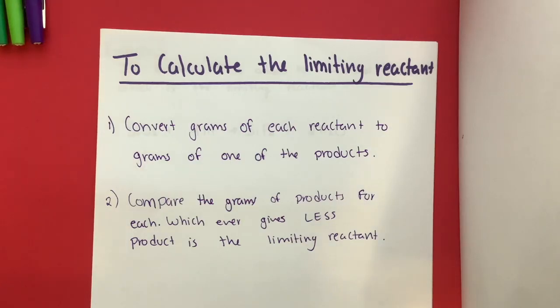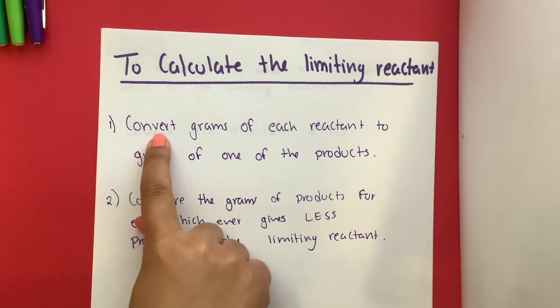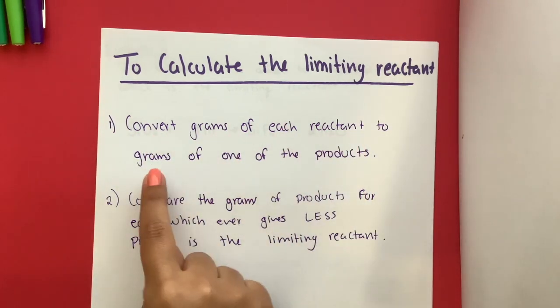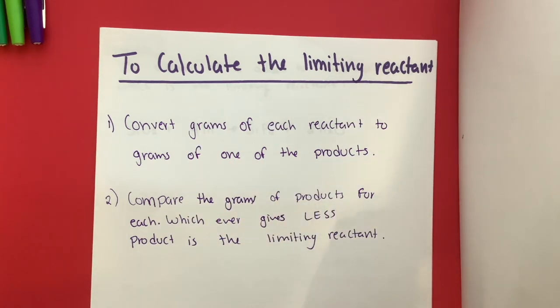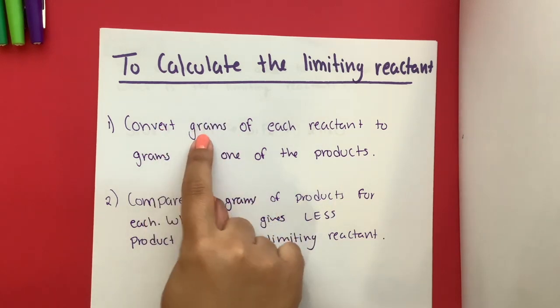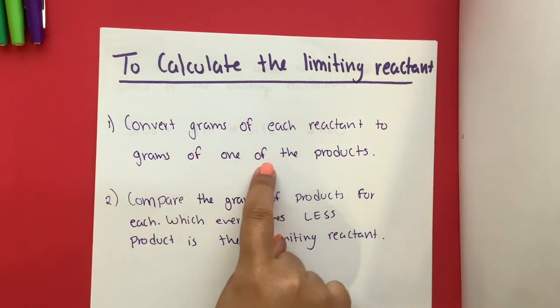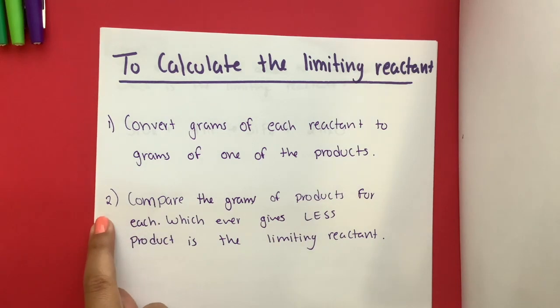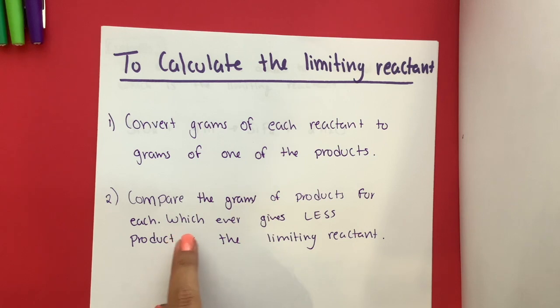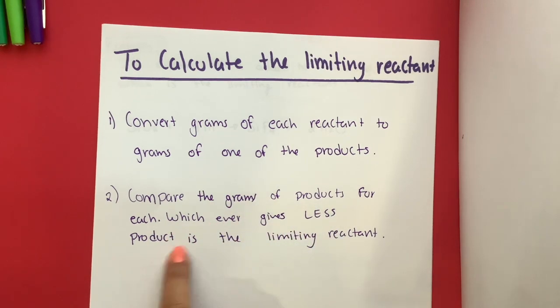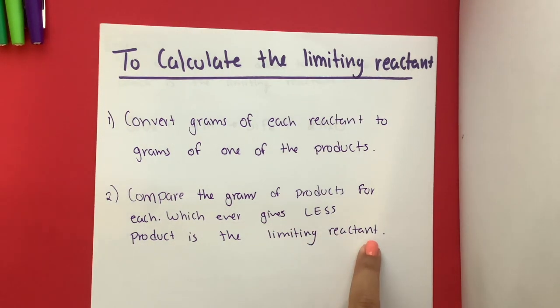To calculate the limiting reactant, there's 2 steps that we always have to take. One, we choose one product, and we convert the grams of each reactant to grams of that product. Step 2 is you compare the grams of the product from each. Whichever gives you the least amount of product would be the limiting reactant.